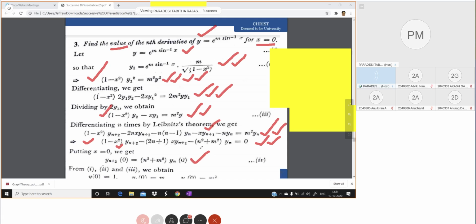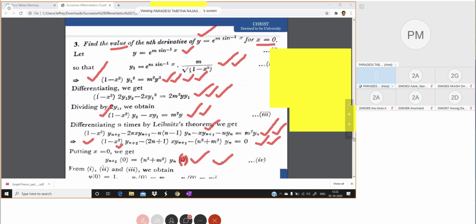What about the third term? Third term is a yn of 0. Okay, there's no x involved in the third term. Take it to the right hand side. You can see that it is an n square plus m square, and then within brackets again, you're writing a yn of 0. Okay, this is what you're writing. Confirm whether what we've written is right.